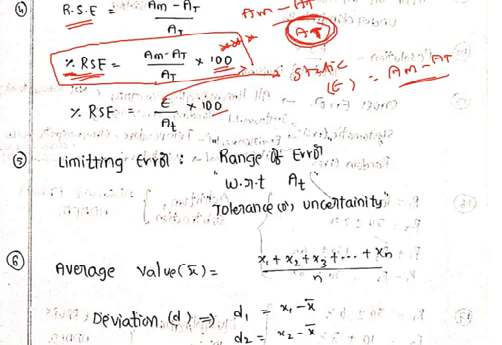And next one, limiting error. Range of error with respect to true value is nothing but the limiting error, and we can also say tolerance or uncertainty. Limiting error is also called tolerance or uncertainty.